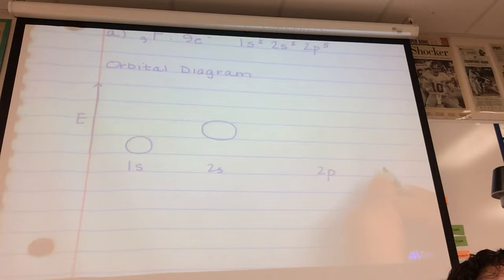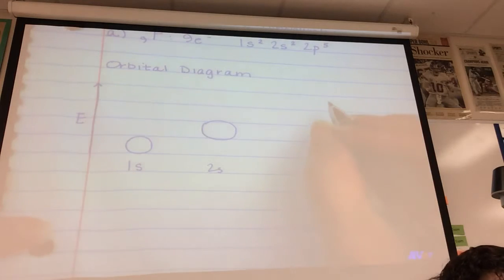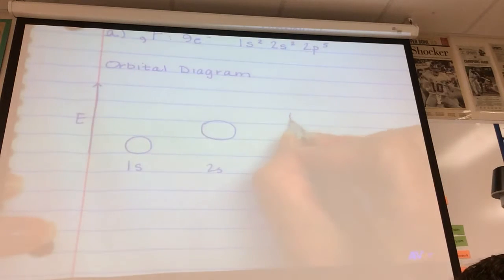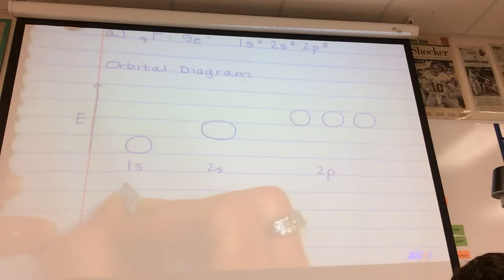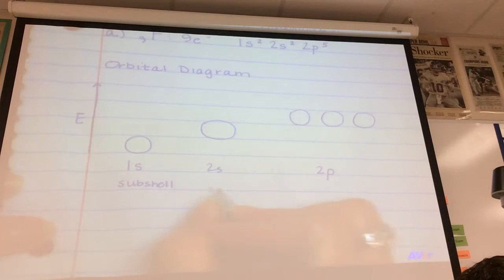For S you have 1, for P you have 3, for D you have 5, and for F you have 7. So this one needs 3, and it's slightly higher energy. So this is a subshell. This is a subshell. This is a subshell.